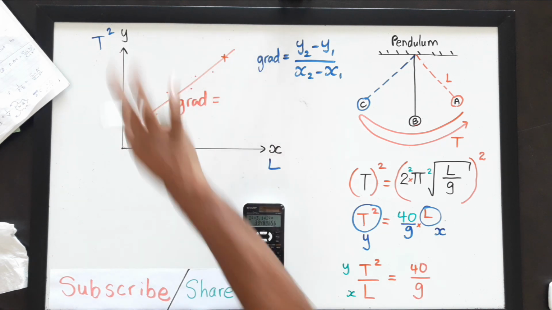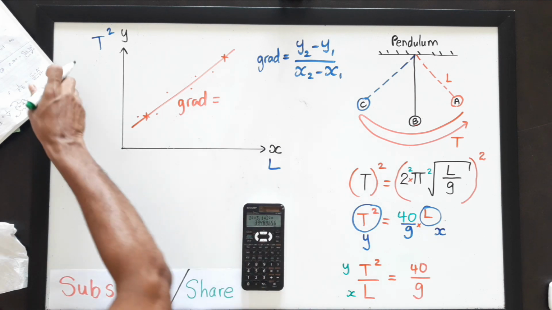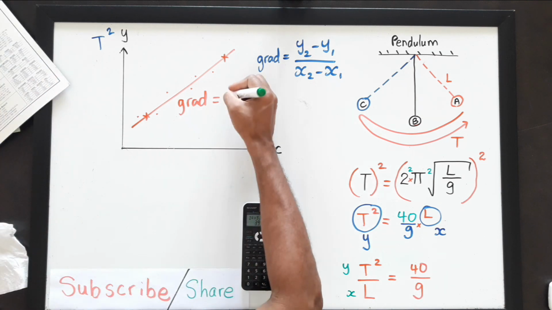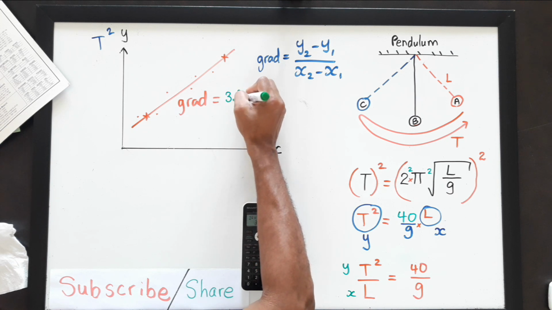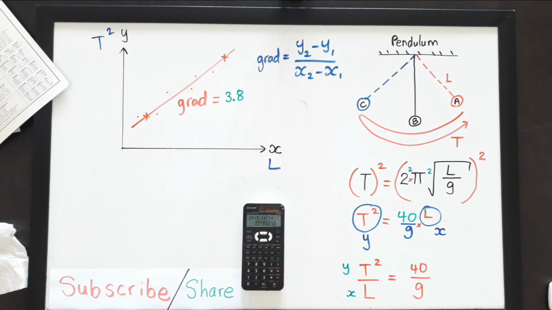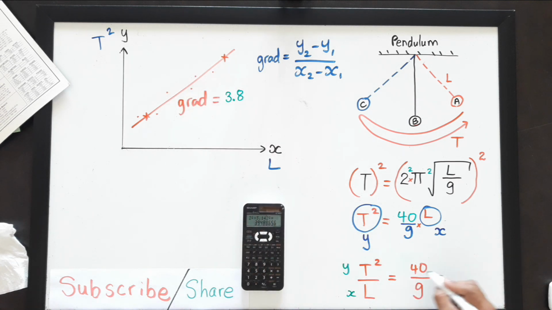So let's assume that we plot the graph, the t squared values against the L, we draw a best fit line, blah, blah, blah. The usual stuff. And let's say that when we got the gradient, we got 3.8 as our gradient. Right? So that means whatever we get as our gradient from this graph will be equal to 40 on G, and our gradient just happens to be 3.8.